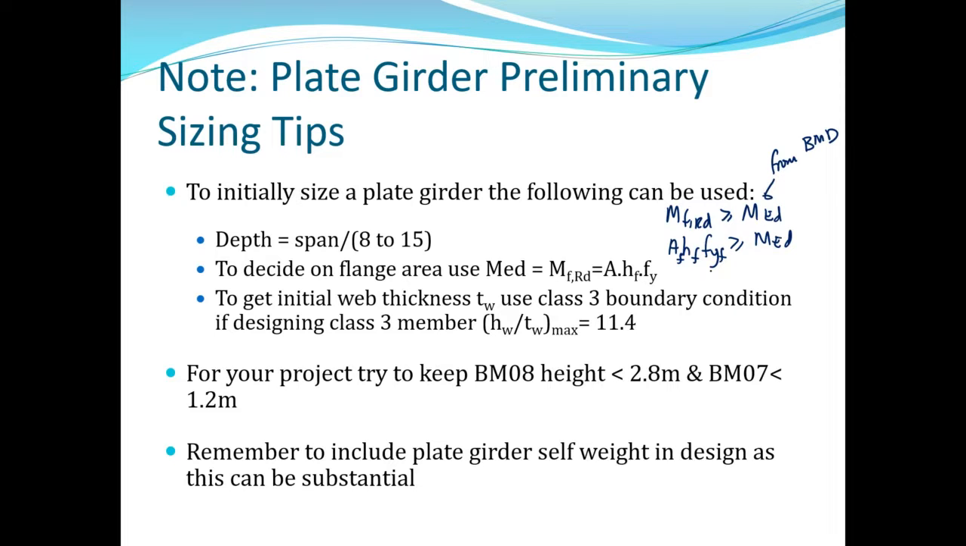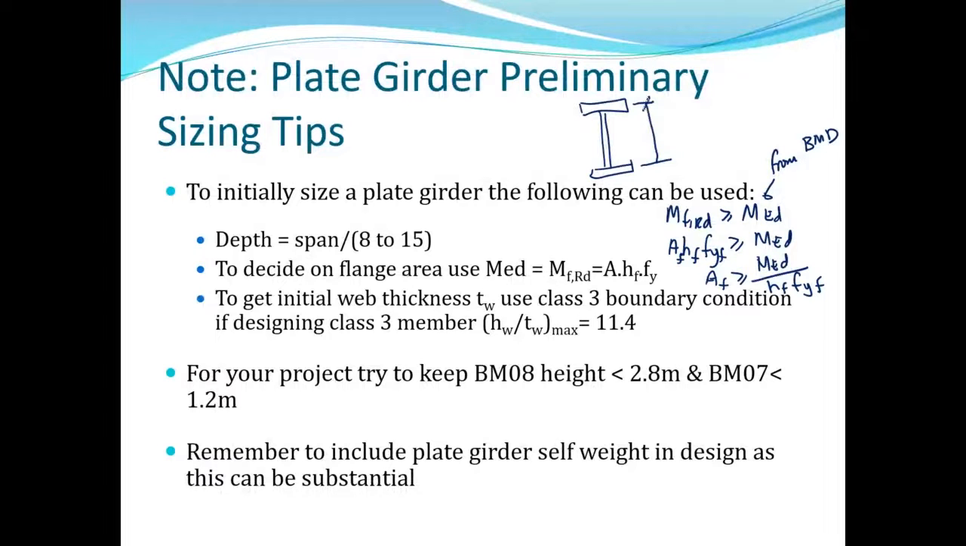So what are we trying to work out? Well, we're trying to work out that the area of the flange has to be greater than or equal to MED divided by the height of the flange. Well, sorry, the height of the centroid. Okay, so if you remember the section, that's the height.